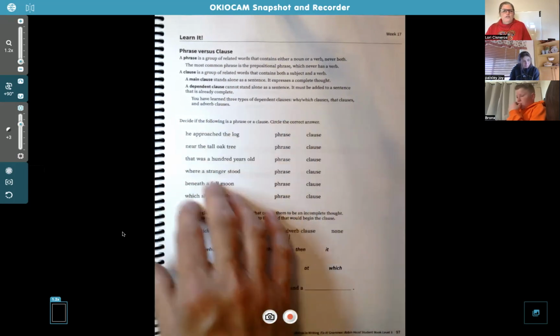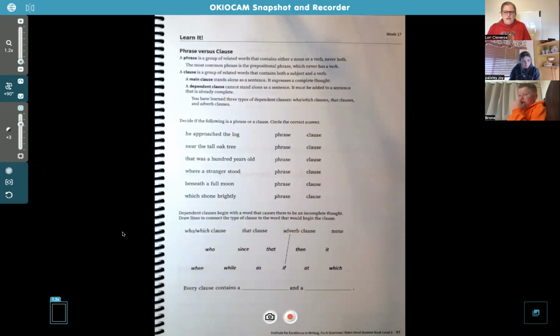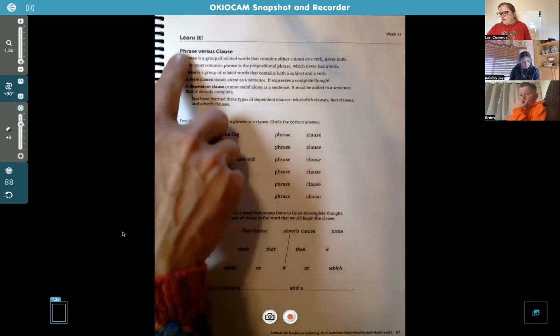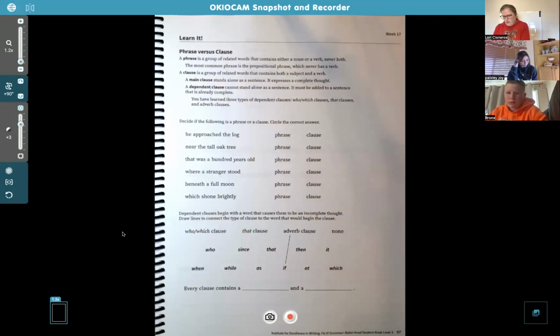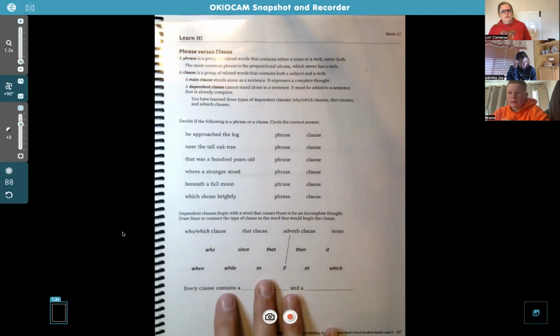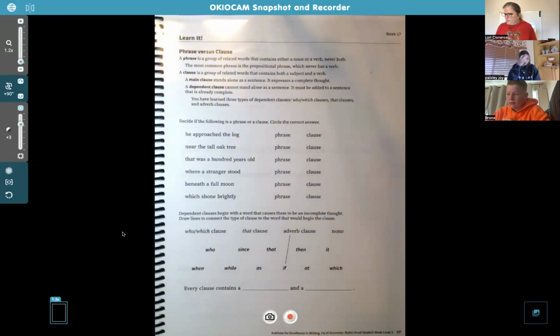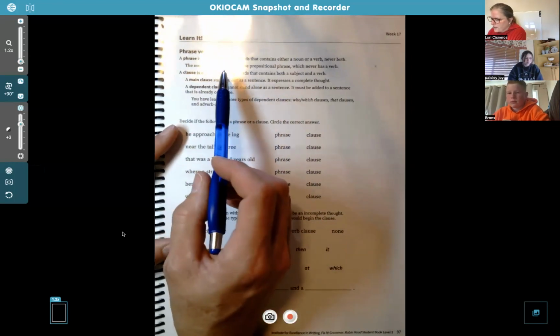Okay, now we're going to do a little practice here, and we're going to decide if the group of words is either a phrase or a clause based on what we learned up here in that part. So we're comparing phrases and clauses. Decide if the following is a phrase or a clause, and then just circle the correct answer. All right, so for example, and remember, let's just review really quick.